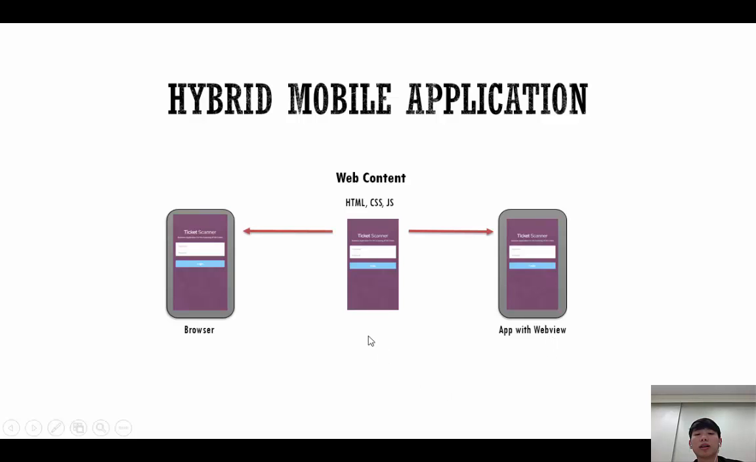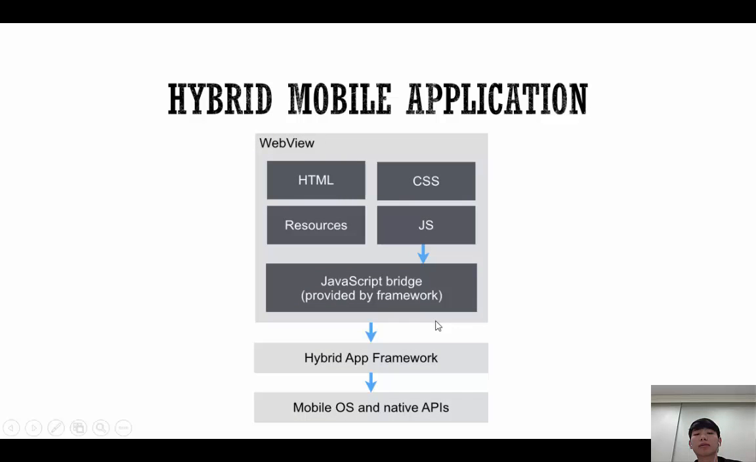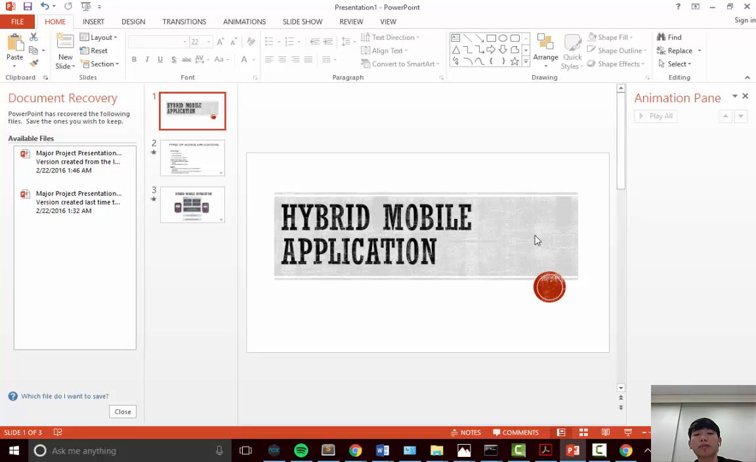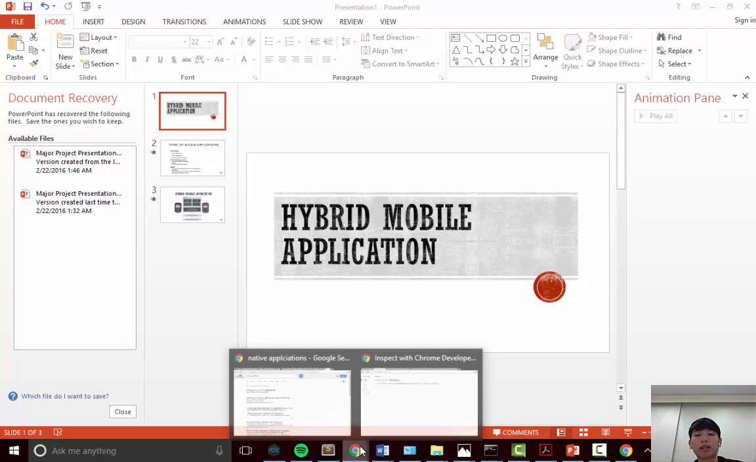So this is possible because the code base we use for both the web application and the hybrid mobile application is the same. We use the same libraries, the same HTML, CSS, and JavaScript. So this is an example where our code base, through the JavaScript APIs provided by the framework, we are able to access the native device capabilities through their APIs. So let me go through an example.